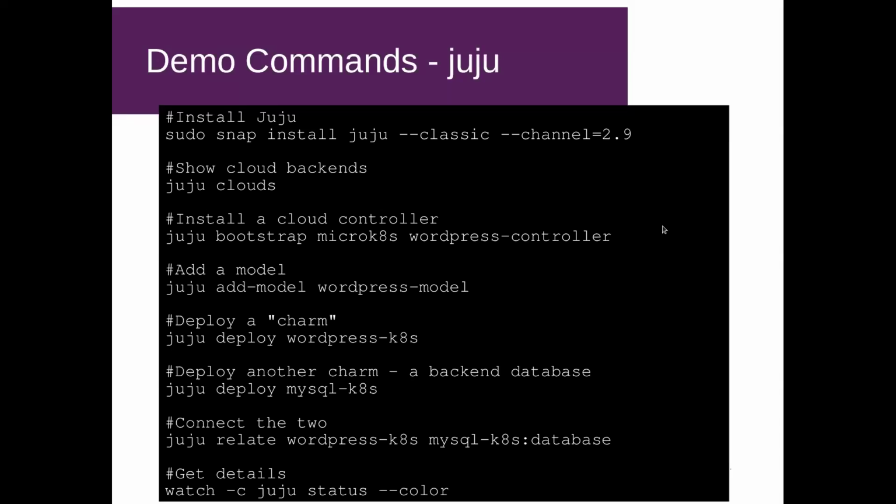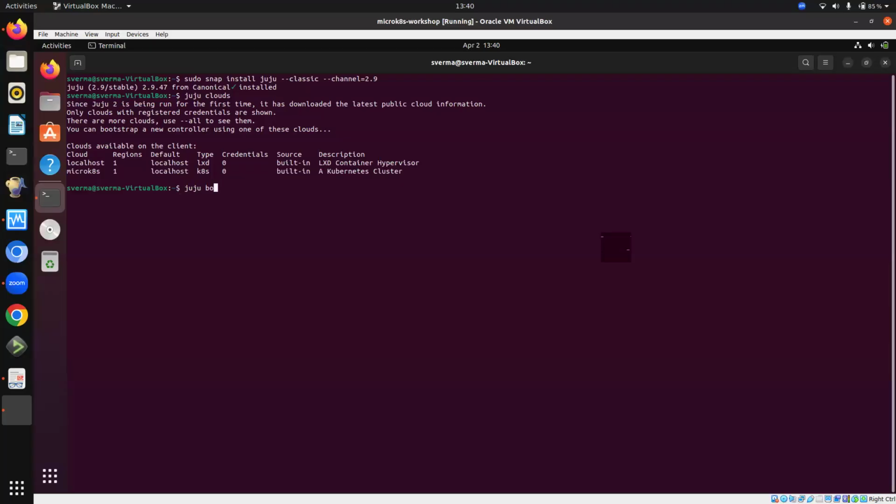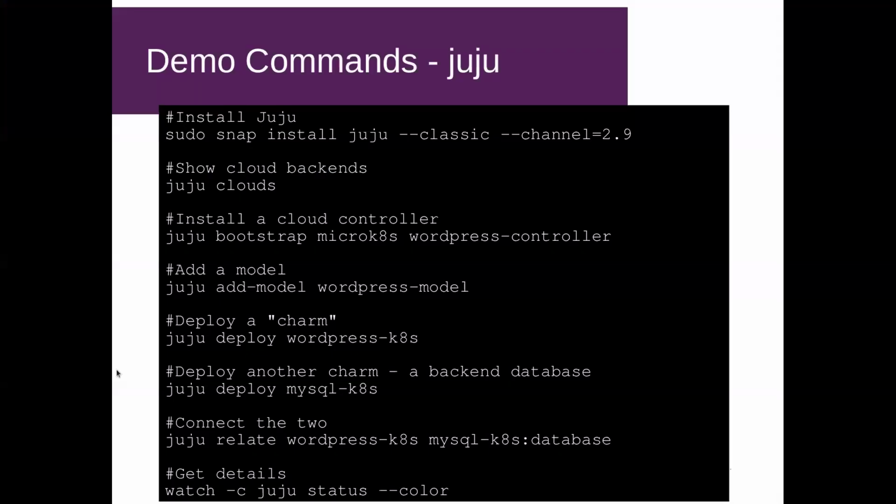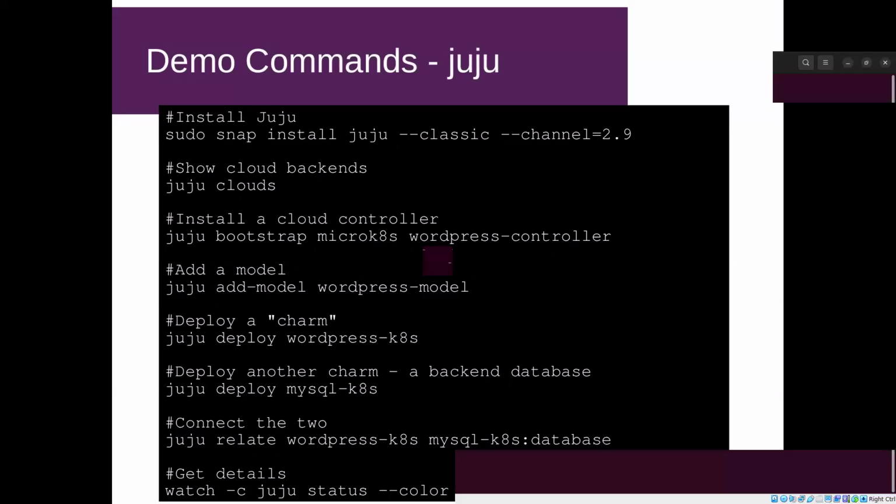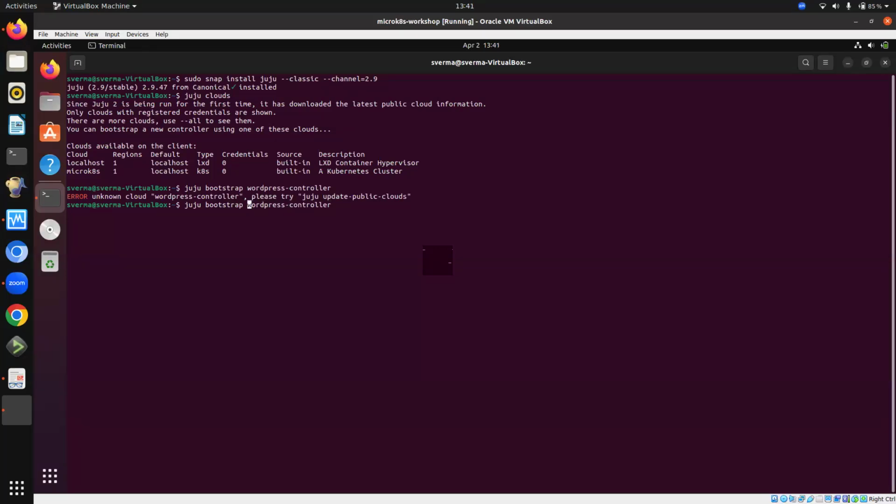So what we do now is we basically create an environment to set up our WordPress. We do what's called a bootstrap. So juju bootstrap, and we'll give it a name, WordPress controller, right? A controller is something that is used to create the entire model and then house the applications. I have to tell Juju where I'm running this, so I have to specify which cloud. I'm going to run this on the MicroK8s backend.